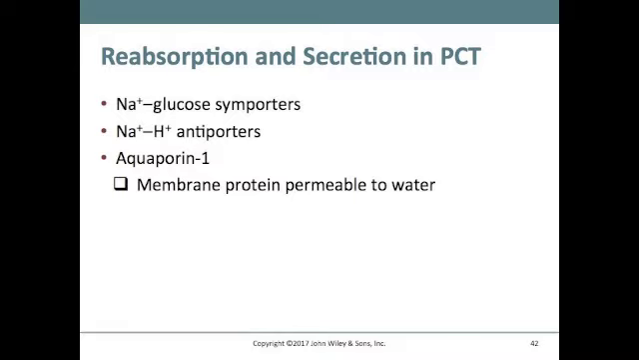Cells lining the proximal convoluted tubule and the descending limb of the nephron loop are especially permeable to water because they have many molecules of aquaporin 1. This integral protein in the plasma membrane is a water channel that greatly increases the rate of water movement across the apical and basolateral membranes.